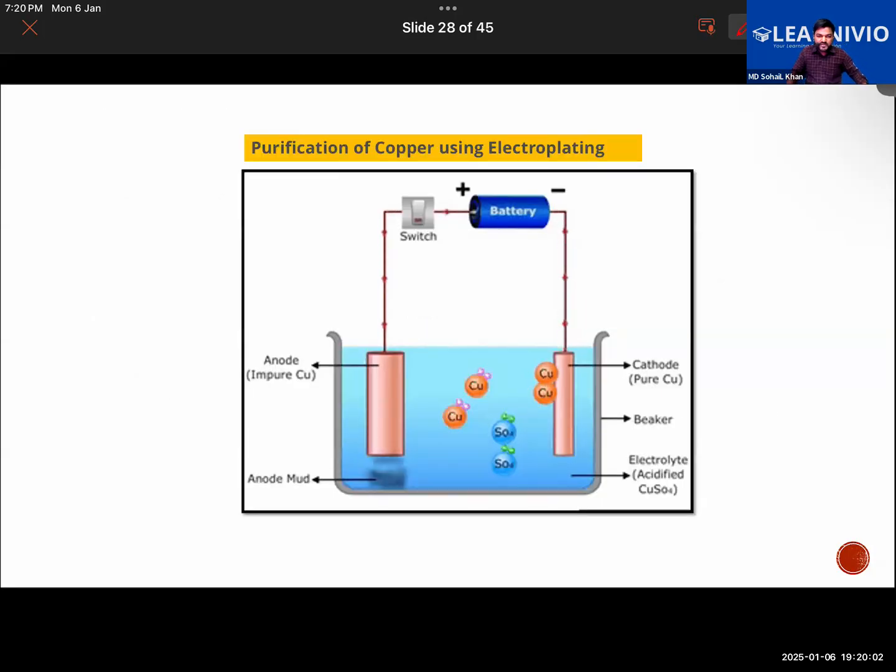Tell me if this much is clear to everyone so far. Roni, you tell me which rod is used as anode here, the impure or the pure rod? Khadija, you will tell me where does the impurity settle? Does it settle beneath the anode or beneath the cathode?